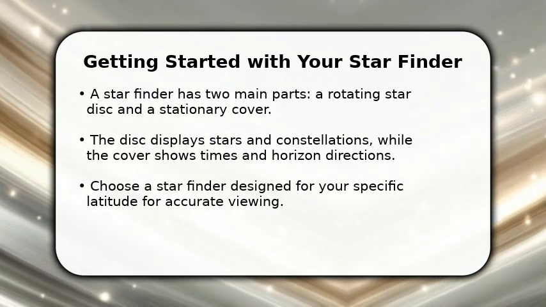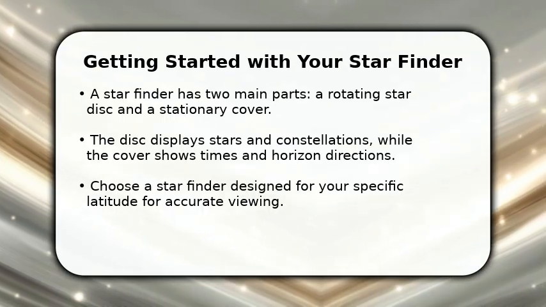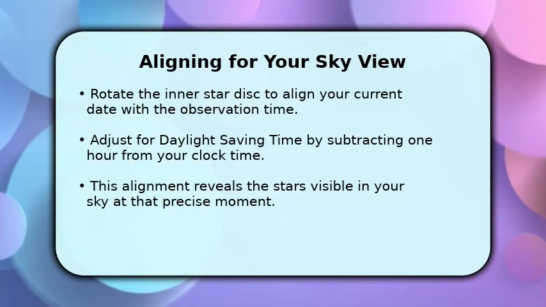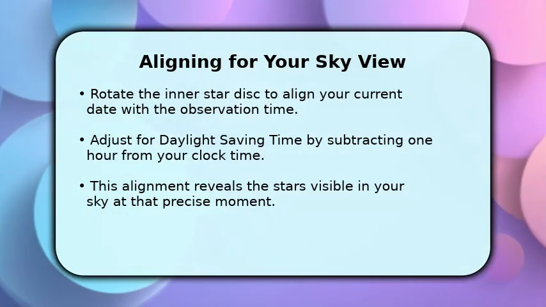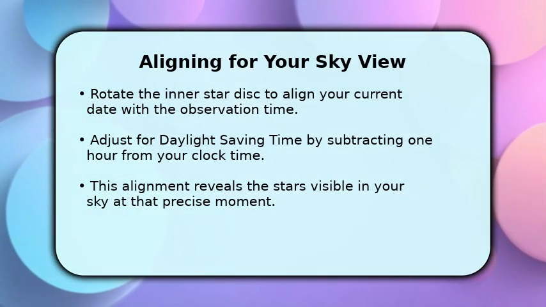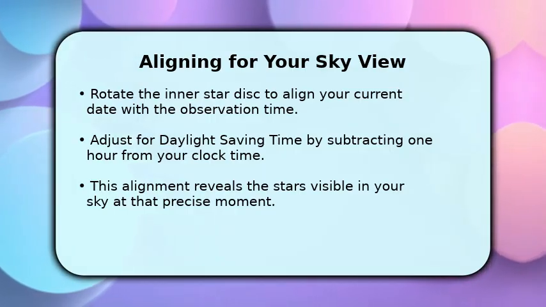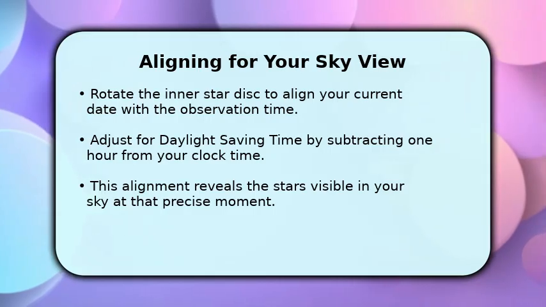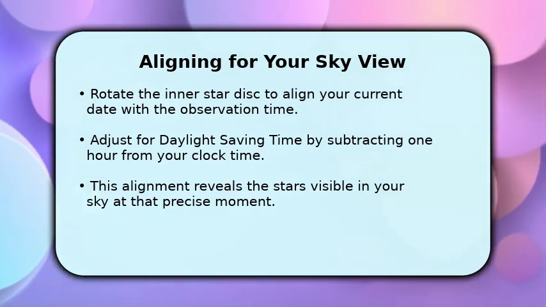It's important to use a star finder that matches your approximate latitude for the most accurate sky representation. Now, let's set your star finder for observation. Locate the date scale on the rotating disc and the time scale on the stationary cover. Rotate the disc until your current date lines up with the exact time you plan to observe.